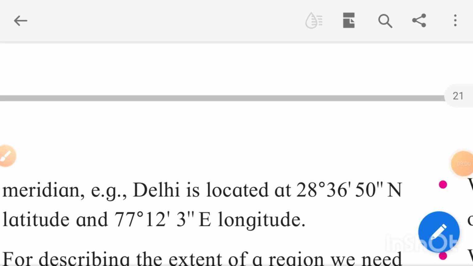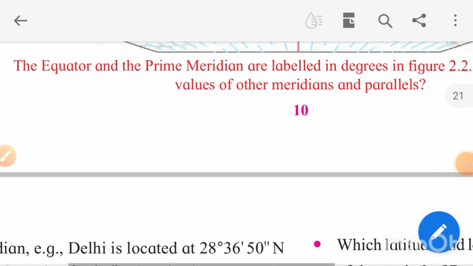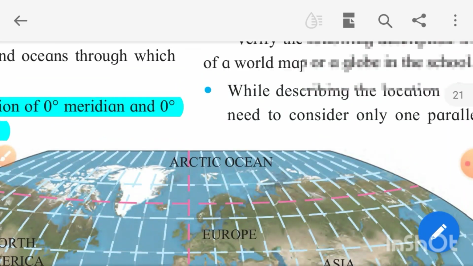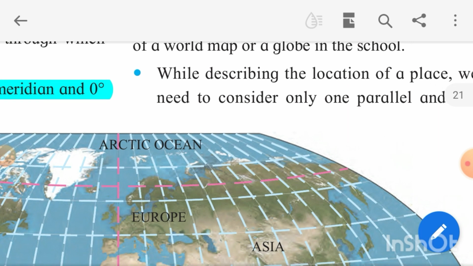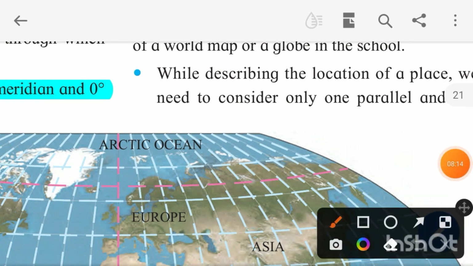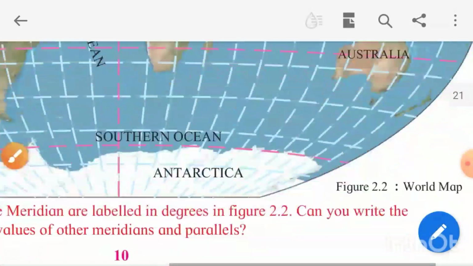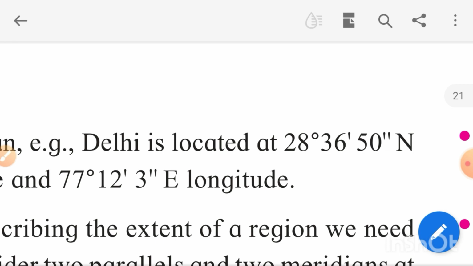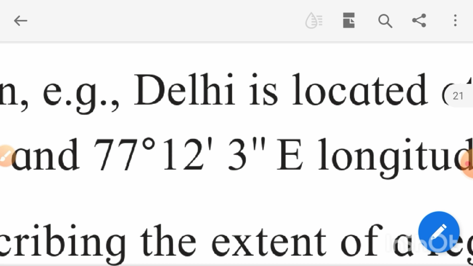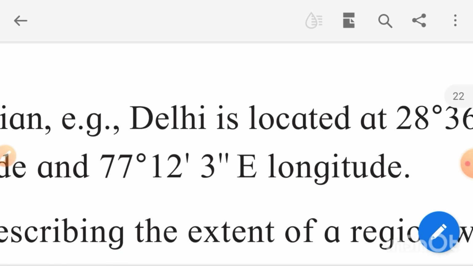Okay, so what it is trying to say is that whenever someone asks you to find the location of one particular place, like Delhi, you need one parallel, meaning you need to know one latitude and one meridian. Like it's written here, one parallel which is 28 degree 36 minutes 50 seconds north, and 77 degree 12 minutes 33 seconds east longitude.